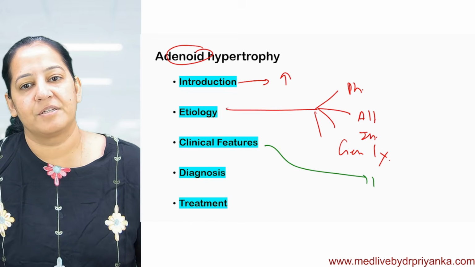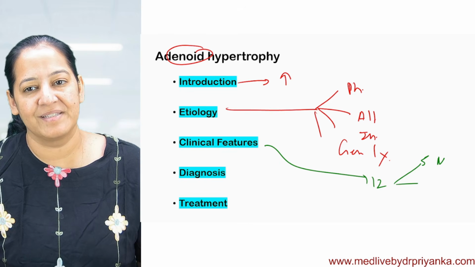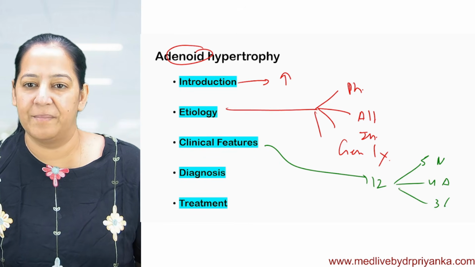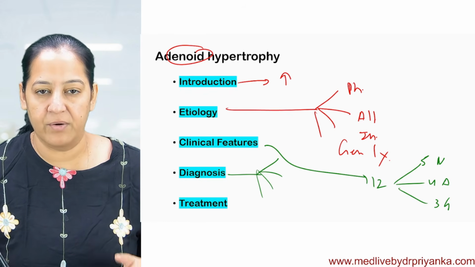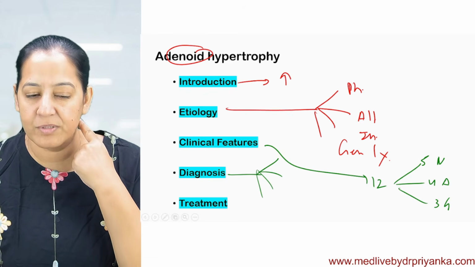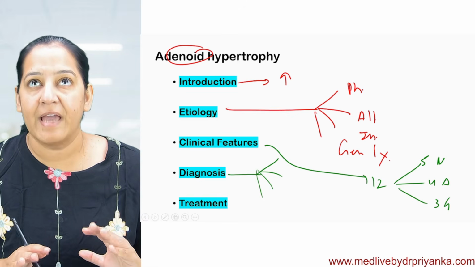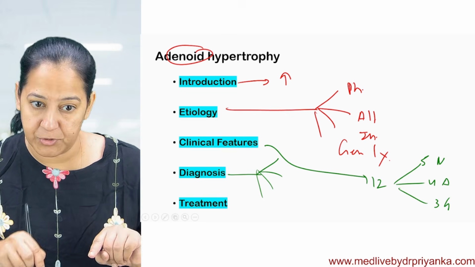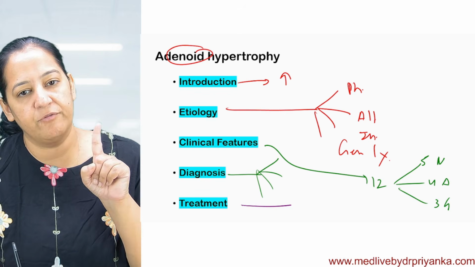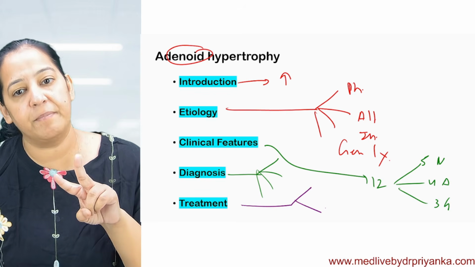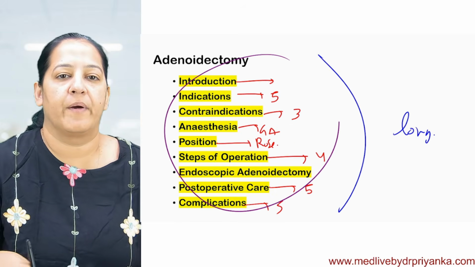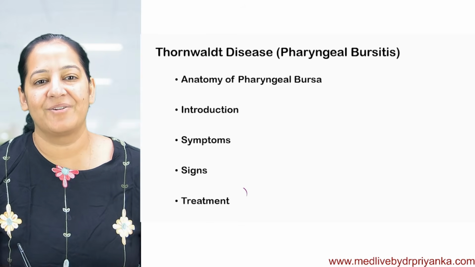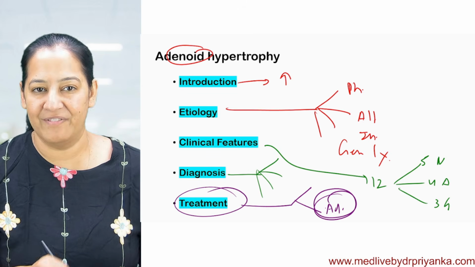Symptoms, there are 12 symptoms. Okay, 5 of them are nasal, 4 of them are oral, and 3 of them are general. You should learn them, understand them. Diagnosis, you know the way of diagnosing: nasal examination, post-nasal space examination, X-ray we will take, and endoscopy we will do. Treatment, conservative treatment and surgical treatment. Surgical treatment is adenoidectomy, you know all the details of adenoidectomy. So biggest is the treatment, I guess. We are done with this.